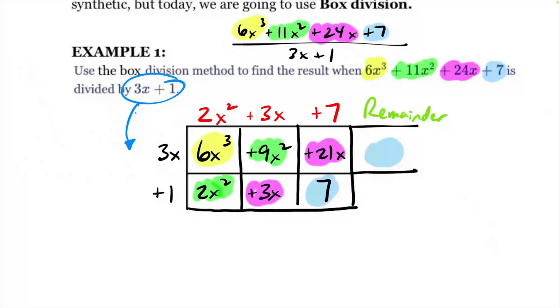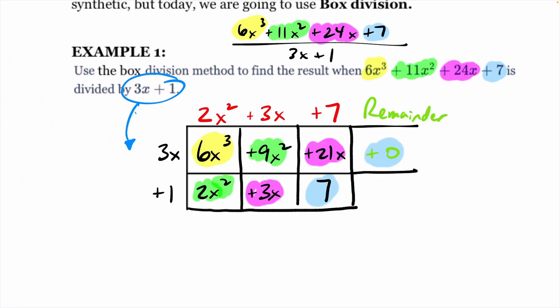So 7 plus what number makes 7? 0. So the remainder is 0. We did not have a remainder. No remainder. We're done. All the colors are shaded. We're done. So notice I put the top.